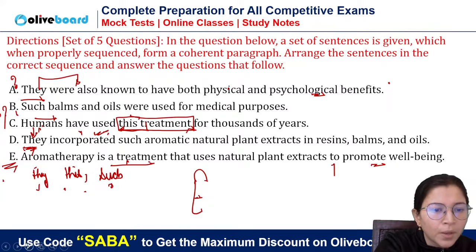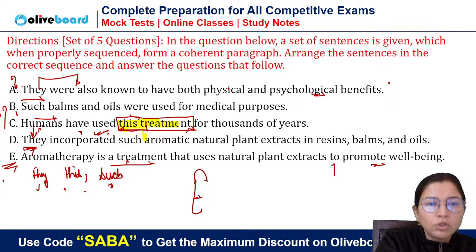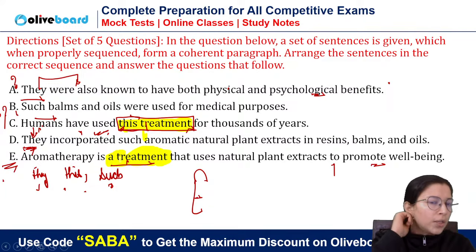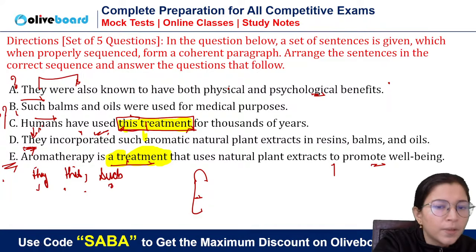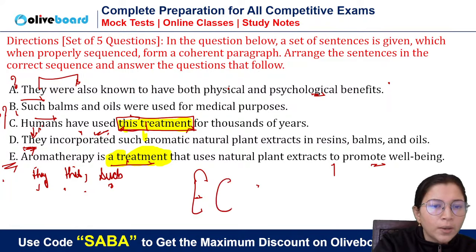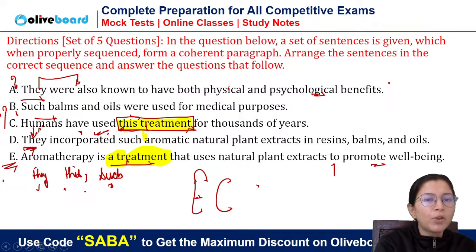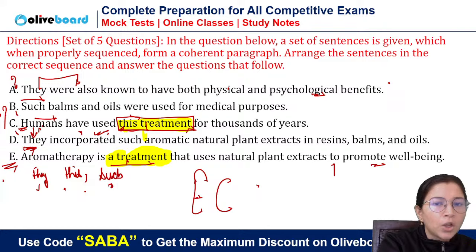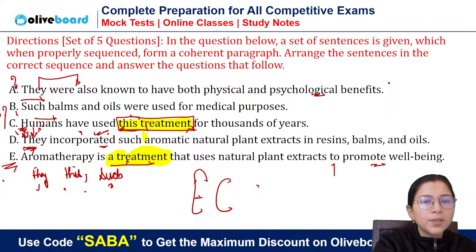Are you getting? This word-to-word pairing, this-that, is very helpful. So immediately after E, which one will you keep? You will keep sentence C. So this treatment is referring to aromatherapy is a treatment. So EC will come. Are you getting my point? So humans have used this treatment for thousands of years. Now humans you have given, okay. So you will say that humans have incorporated such aromatic natural plant extracts in resins, balms and oils.